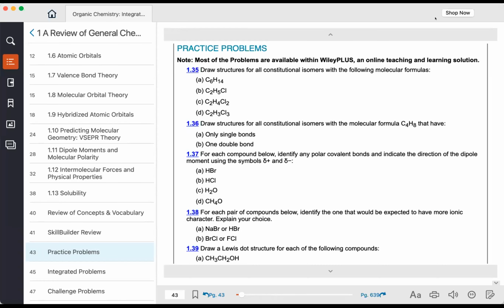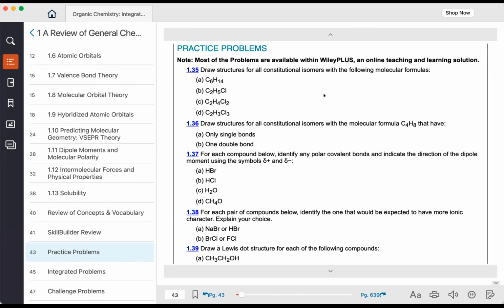Hi, I'd like to do a practice problem with you, problem 1.35 in the back of chapter 1. And 1.35, if you can see here, says draw structures for all constitutional isomers with the following molecular formulas. And they give us some examples. So we're going to choose A first, which is C6H14.